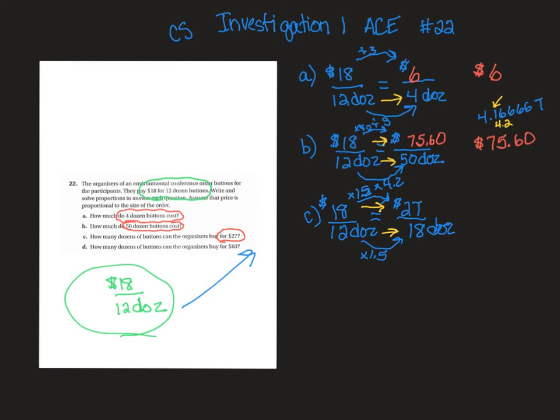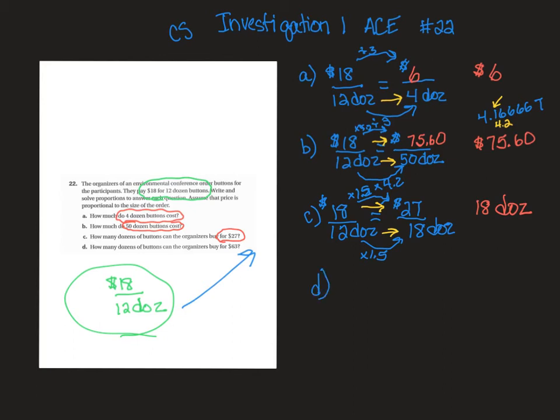And I said in the beginning when we talked about proportions that labels are going to be very important, okay? Because you want to be able to see that you are lining them up. So that answer would be 18 dozen buttons.